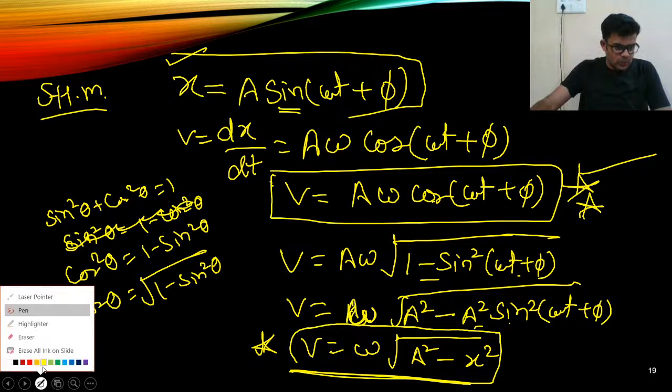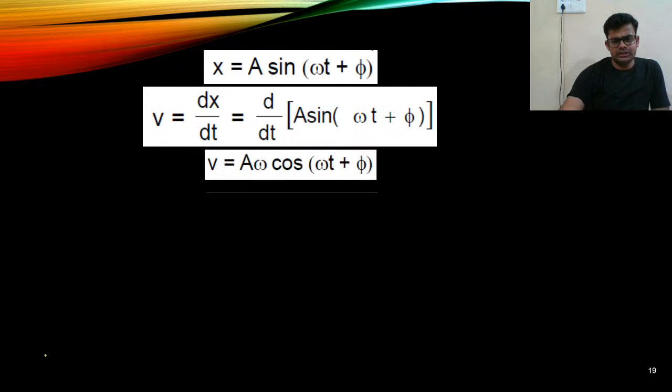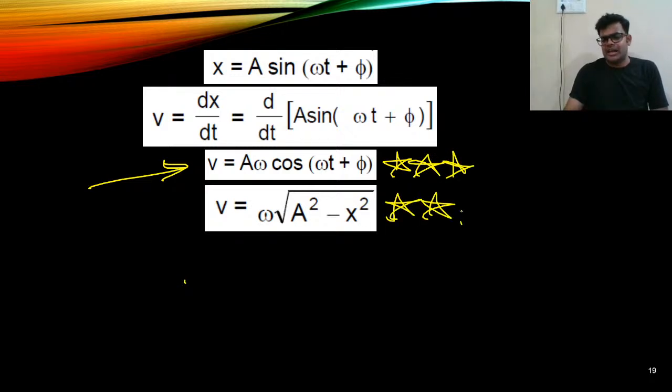Okay. So I think you are getting this formula. So these are written here, right? So finally, what are the formulas you need to remember? This is the first formula you should remember at any cost. This is the second formula you need to remember at any cost, right? Omega into root of a square minus x square.